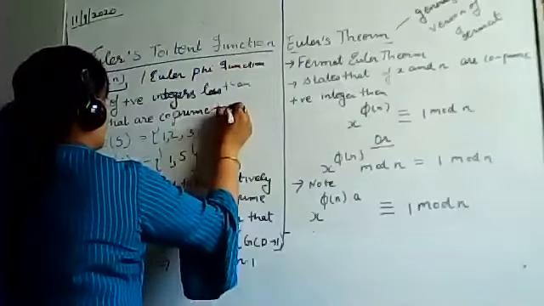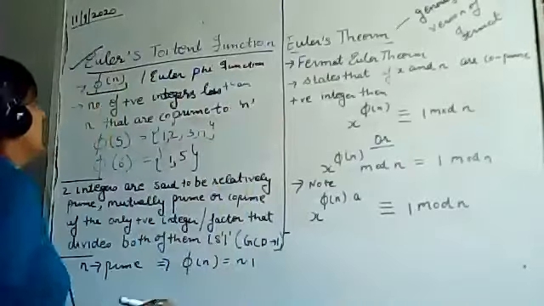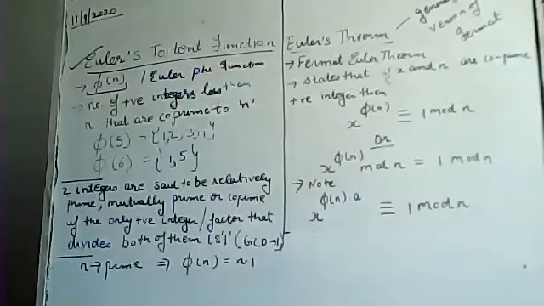Co-prime to n. So what will this phi n contain? It will consist of a number, meaning a quantity. How much? The number of positive integers that are less than n. That is the total number that we have given to you, and that are co-prime to n. Now we will discuss each and every thing.